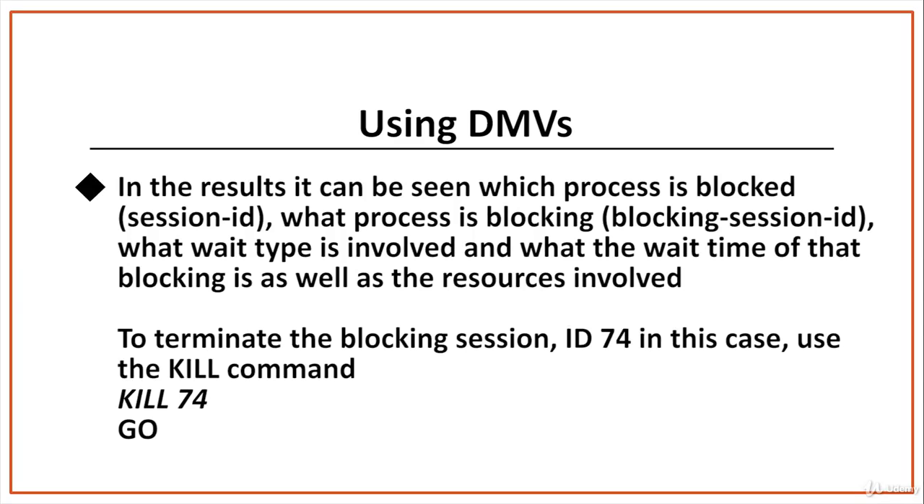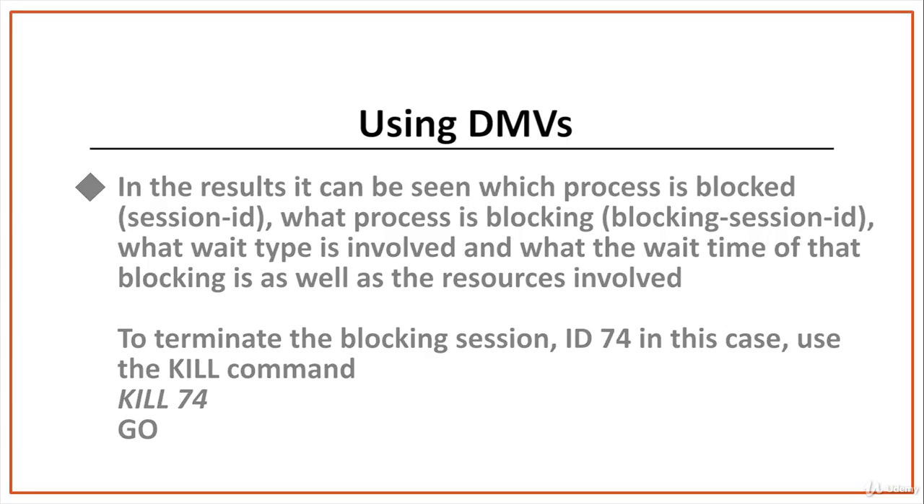In the results, it can be seen which process is blocked (session_id), what process is blocking (blocking_session_id), what wait type is involved, and what the wait time of that blocking is, as well as the resources involved. To terminate the blocking session, ID 74 in this case, use the kill command: KILL 74; GO.